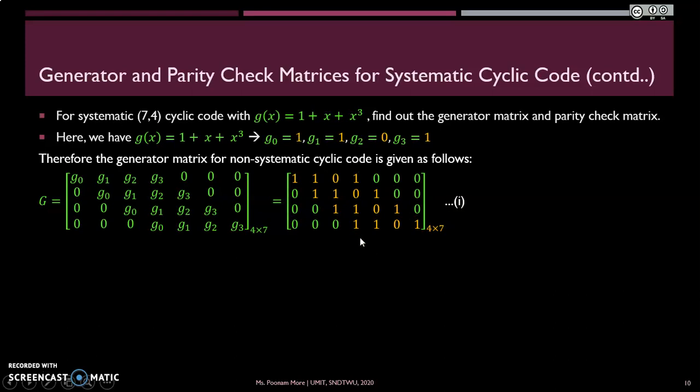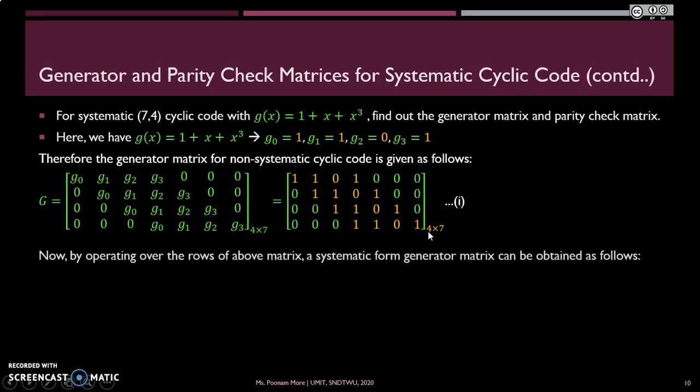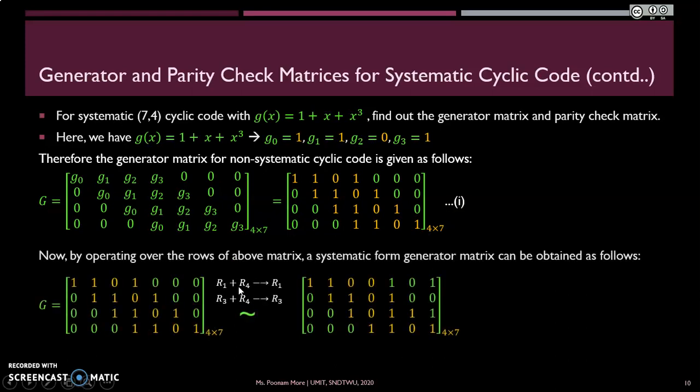Now by applying row transformations we'll try to get a systematic form for the generator matrix. First we will perform two row operations. We will modify the first row as well as the third row to get the respective modified rows. Here our aim is to transform this non-systematic form of the generator matrix into the systematic form.